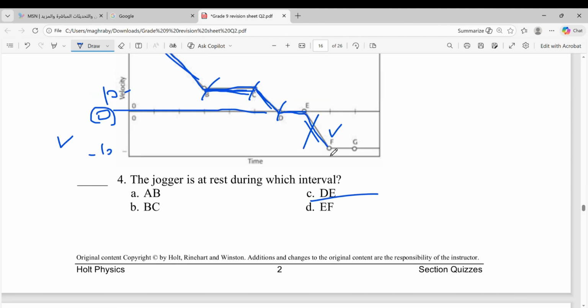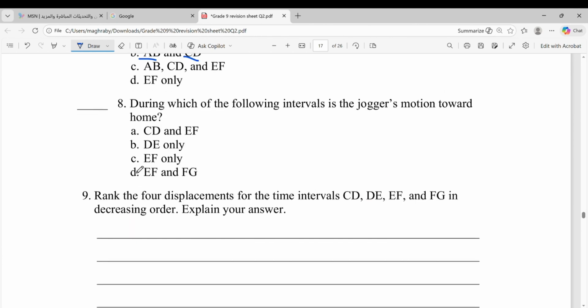This part is wrong because it's increasing from 0 to -10. -10 doesn't mean this is a small value. The negative is direction. That means it increases its velocity from 0 to 10. Okay.